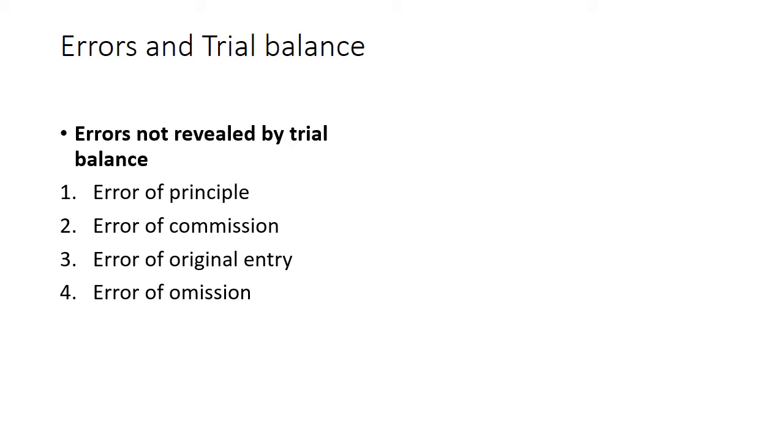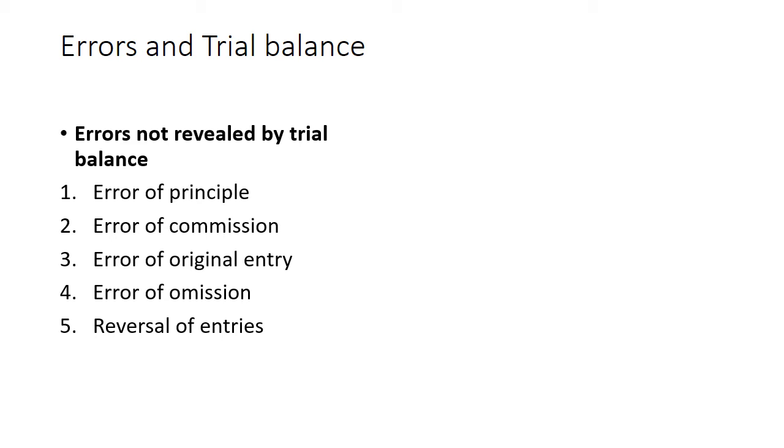The next one is error of omission, where a transaction is completely omitted. Neither the debit side nor the credit side has been recorded in the books of accounts. So such an error is called error of omission. Reversal of entries: debit and credit entries are made on the wrong side of both accounts.